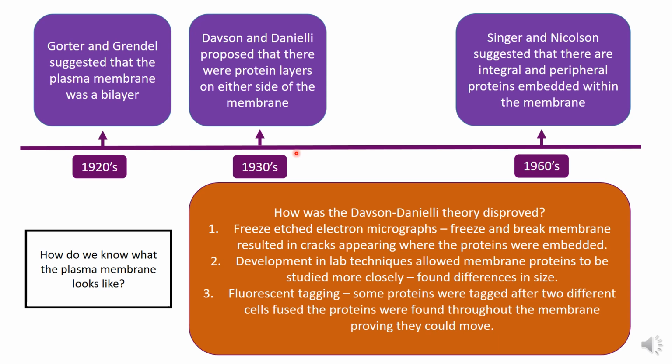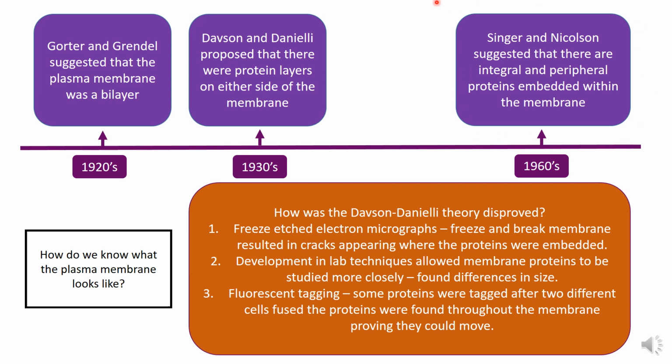Now, Singer and Nicholson proposed that the proteins weren't in layers. So although Davson and Danieli were the first scientists to suggest that there were proteins, they got the location of the proteins wrong. Singer and Nicholson suggested that the proteins were integral and peripheral and embedded within the membrane, as opposed to being a layer on either side of the membrane.